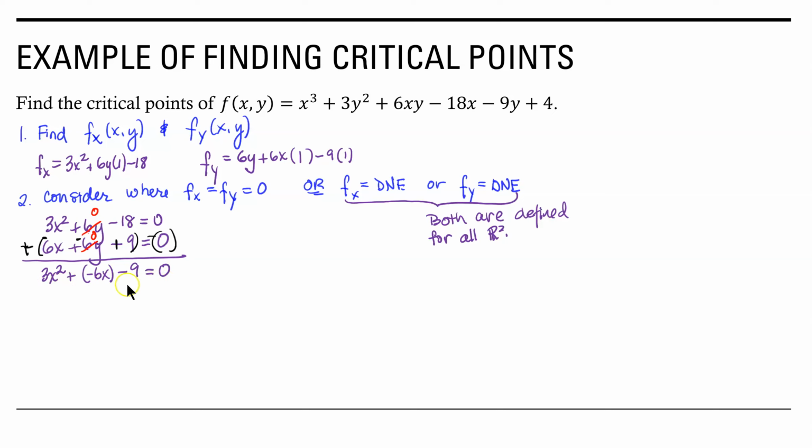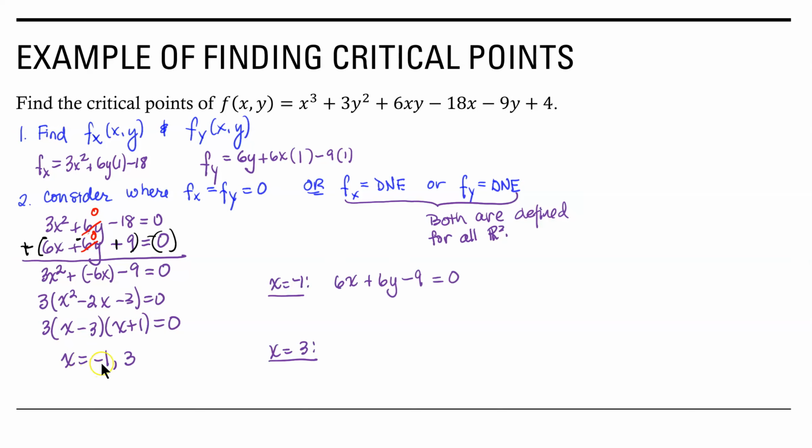And now I have a little quadratic equation to solve. I notice I have a common factor of 3, so I'm going to start by factoring out that 3. After factoring out the 3, I've got a nice little trinomial to solve. So I can factor this to be 3 times (x minus 3) times (x plus 1) equals 0. And then I find that with x coordinates equal to negative 1 or 3, I have both of my partial derivatives equal to 0. At this point, I just need to figure out what the corresponding y values are for these critical points.